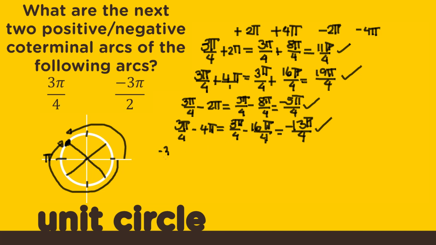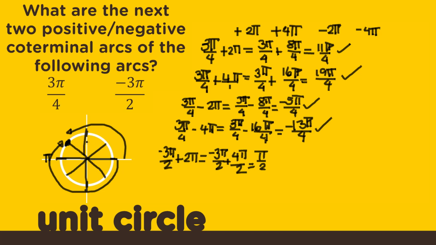For negative 3 pi halves, even if it's negative, we can simply copy the same process. Plus 2 pi. By 2, that's negative 3 pi halves plus 4 pi halves, right? That will give us positive pi halves. This is the first coterminal arc of negative 3 pi halves.